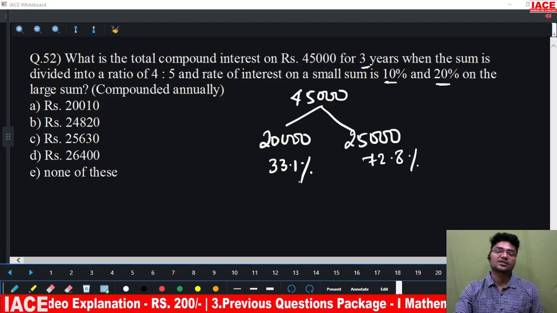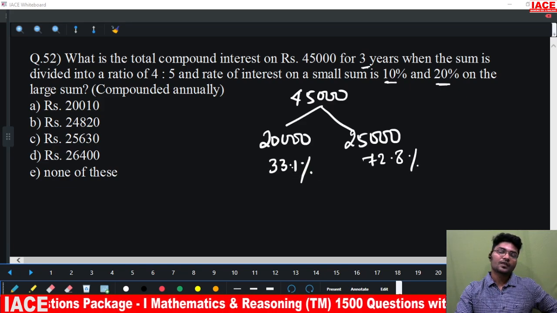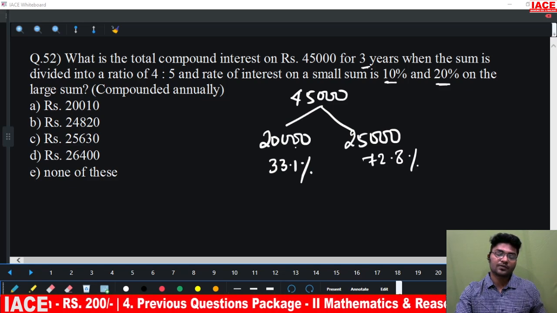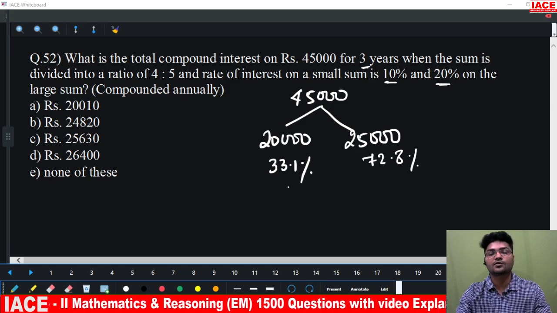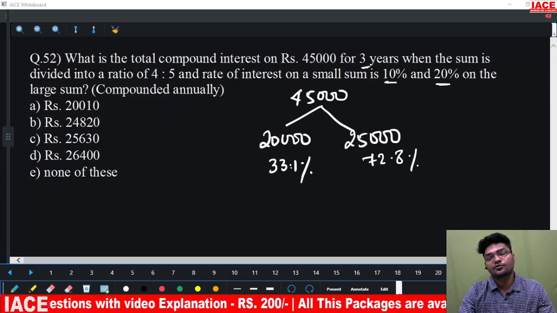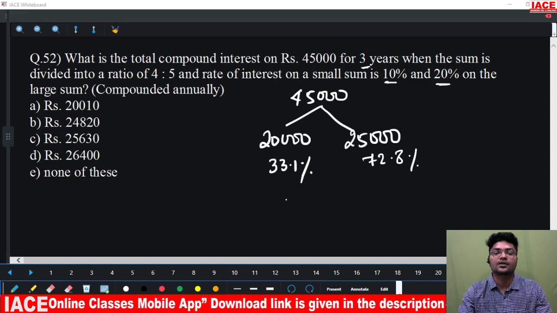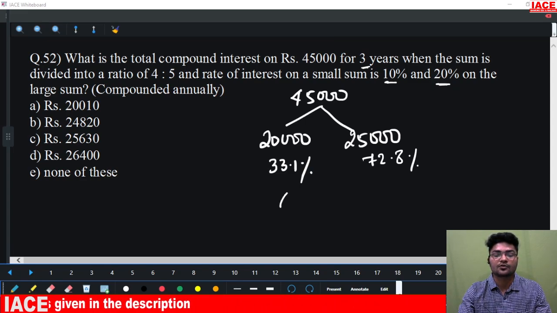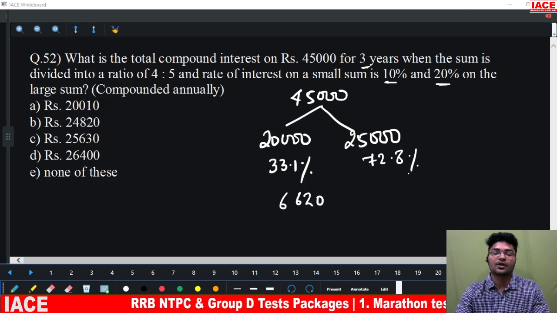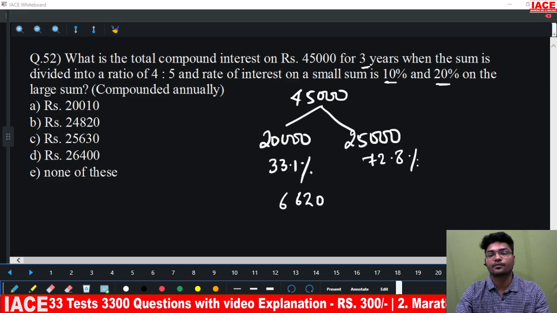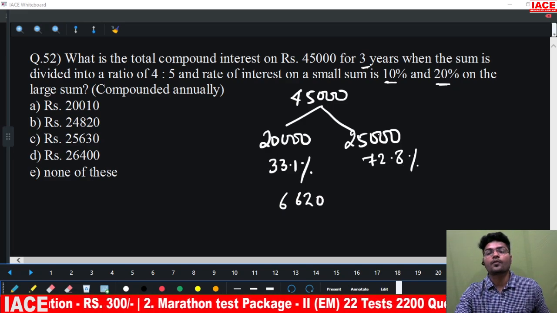72.8 percentage. So 33.1 percentage of 20,000, how much will be this? Percentage removes 20, point removes 10. So 331 into 20 means this comes out to be 6620. And 72.8 into 70 percentage removes 20, point removes 10.